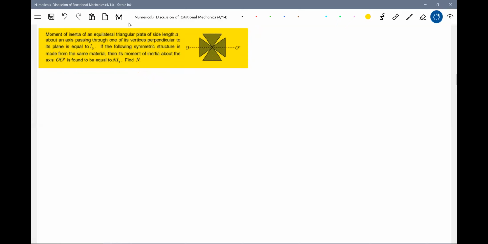Very simple. Moment of inertia of equilateral triangle plate of side length A about an axis passing through one of its vertices.